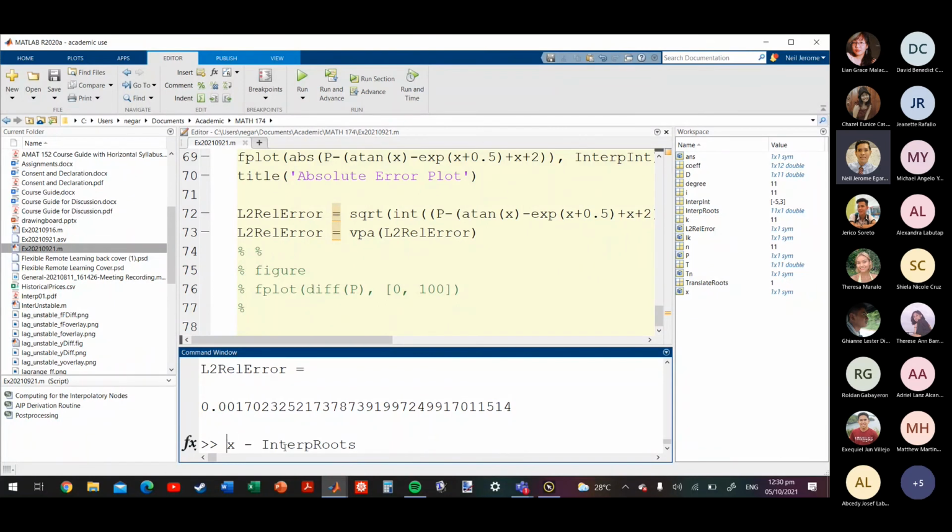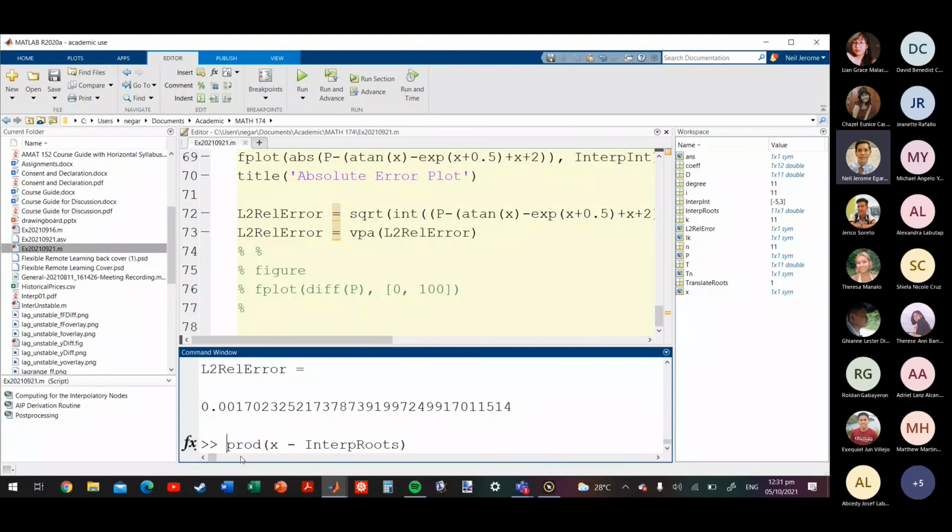Tapos bubuuin ko yung omega. Si omega ay product ng mga yon. So kunin ko lang yung product using the command prod ng x minus the elements of interp roots. So x is scalar, interp roots is a vector. So ang gagawin lang ni MATLAB, x minus bawat isang laman ni interp roots. So x minus interp roots will be a vector consisting of x minus the translated roots. The product command will take the product of the elements of that vector. So pag multiply niya lahat ng laman ng vector na to, which is what we wanted, right?